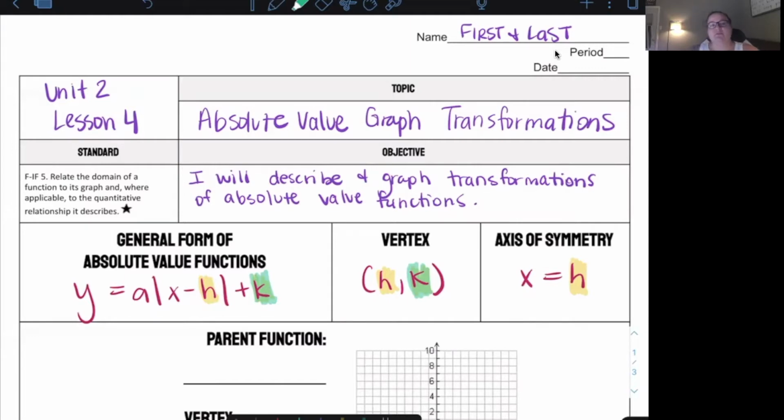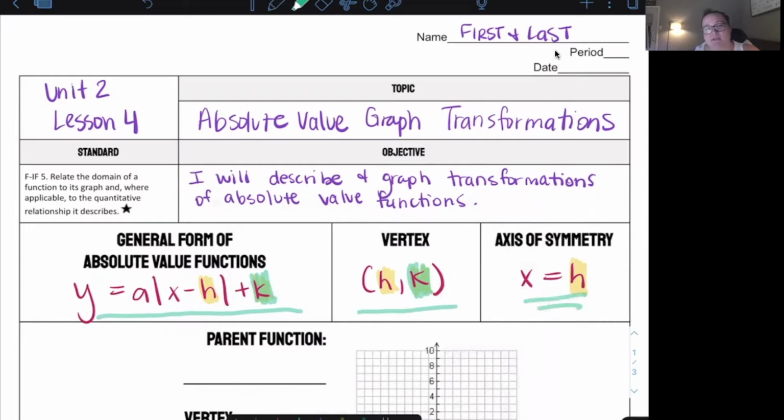So the general form of absolute value functions is y equals a times the absolute value of x minus h plus k. Remember, you identify your vertex by identifying h and k from the equation. The axis of symmetry is always x equals h.